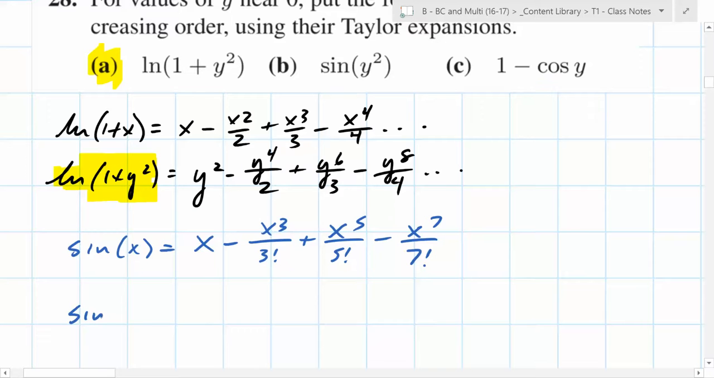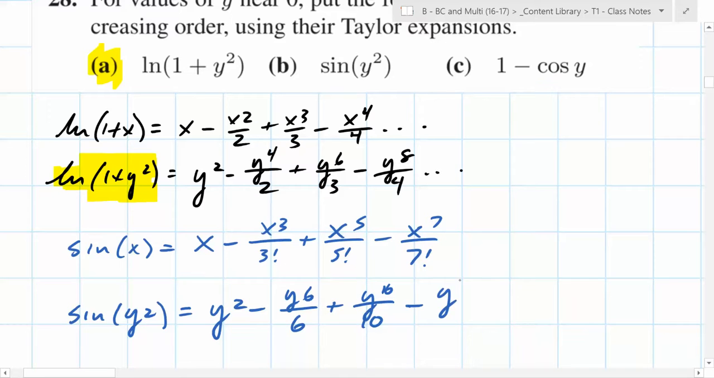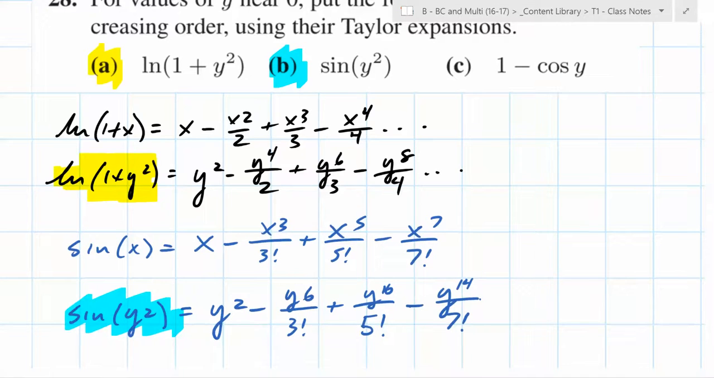So what does sine of y squared equal? y squared minus y to the 6th over 3 factorial, plus y to the 10th over 5 factorial, minus y to the 14th over 7 factorial. I want to keep these in factorial form. Are we okay, everybody? So therefore we've done the second one. Now we just have the third one to do.